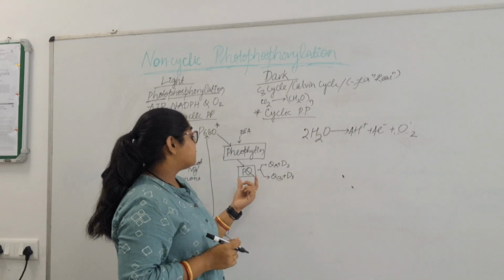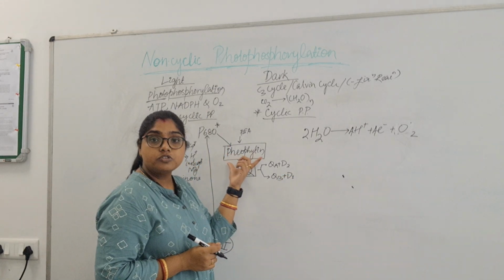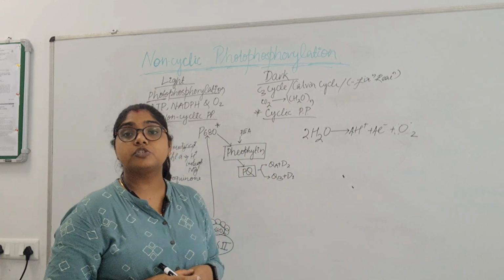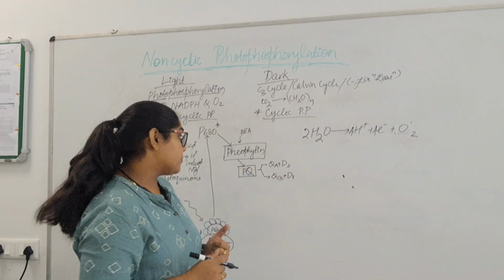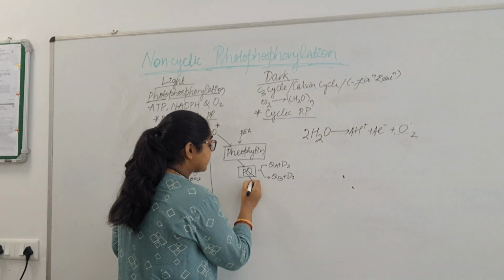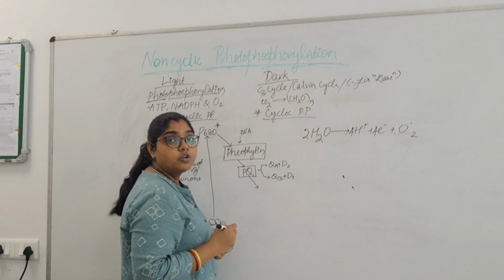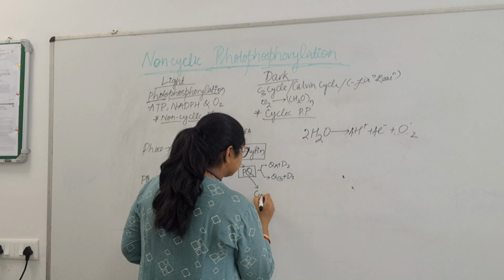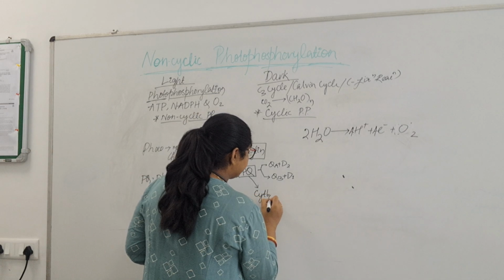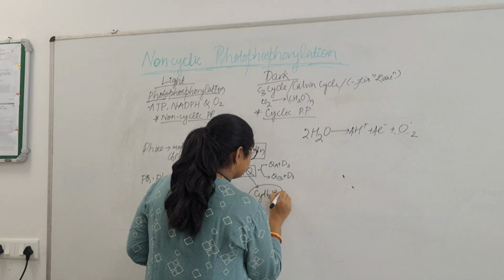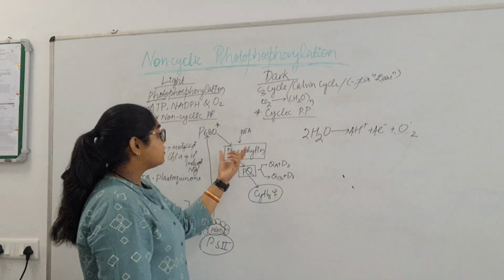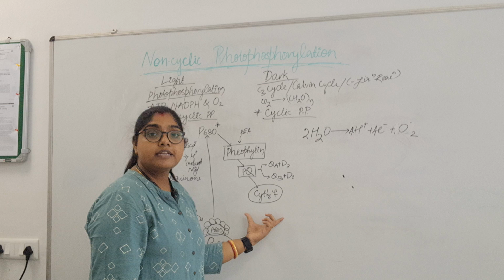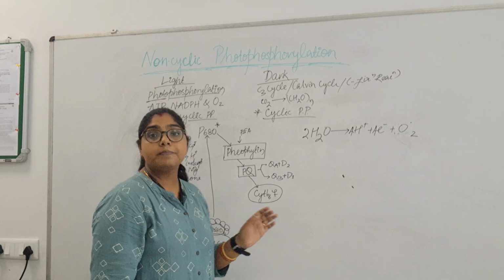When this plastoquinone receives the electron, absorbed from pheophytin, it is reduced to produce plastoquinol. Now this plastoquinol again transfers the electron to a protein complex known as cytochrome B6F. So first the pheophytin absorbs, then it transfers it to plastoquinone, then it sends it to cytochrome B6F.